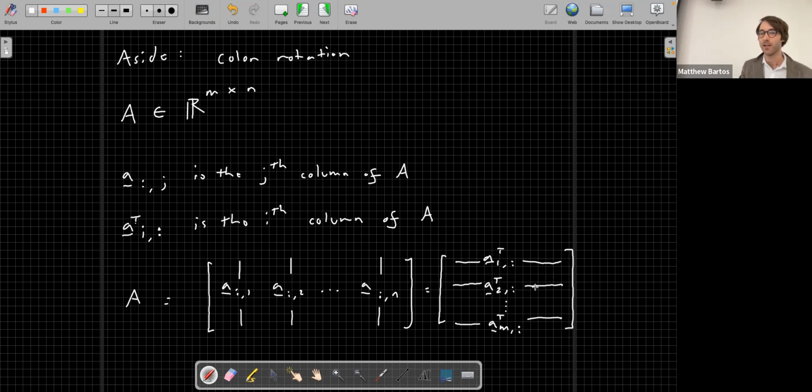These are the rows of A. That's just how we'll be expressing them. These are both the same matrix. One is writing it in terms of its columns: A colon comma 1, A colon comma 2, all the way through A colon comma N. We can also write it in terms of its rows as follows. Sorry, this should be the ith row. Okay, so this is the notation that we'll be using. Let's get back into it.